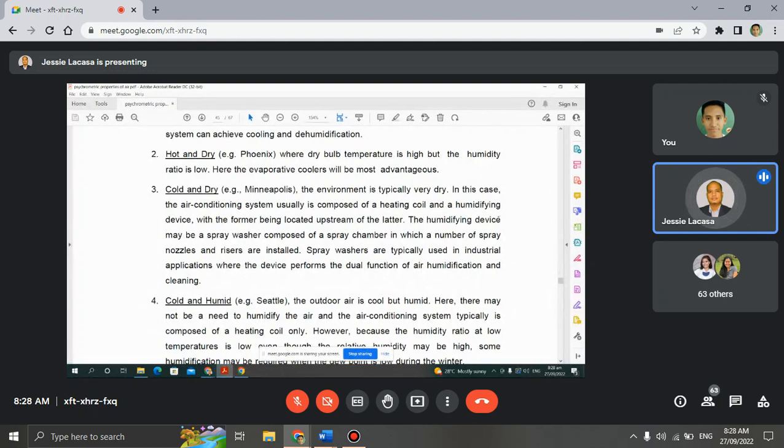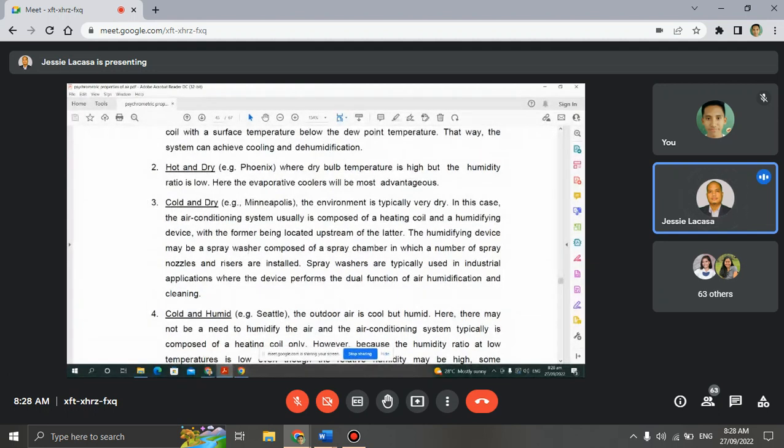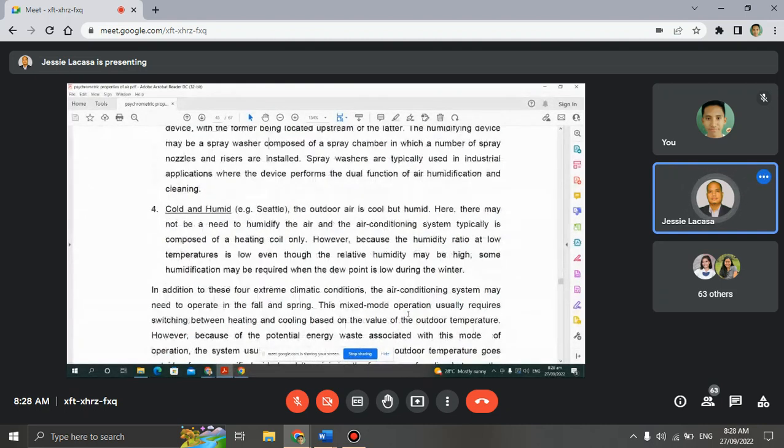So the humidifying device may be a spray washer composed of a spray chamber in which a number of spray nozzles and risers are installed. So spray washers are typically used in industrial applications where the device performs the dual function of air humidification and cleaning. So kinahanglan siya spray washers to control the humidity, no? Then dry man na siya so ang purpose niya is to increase the humidity.